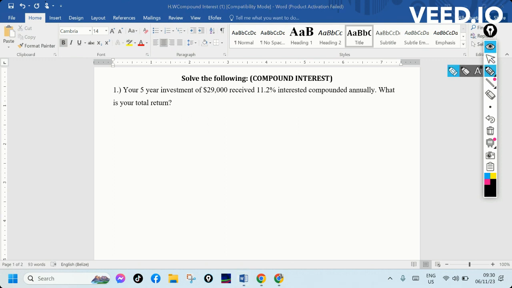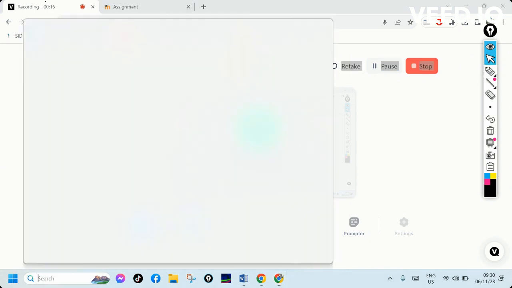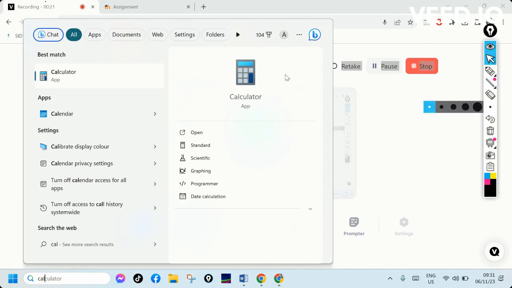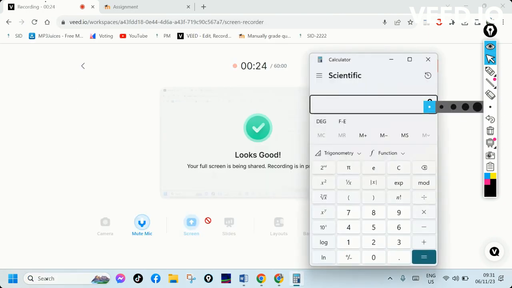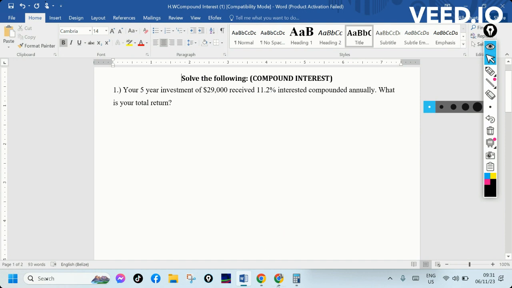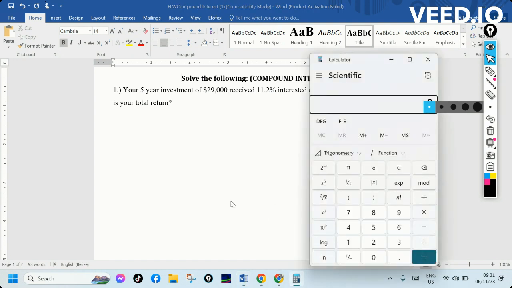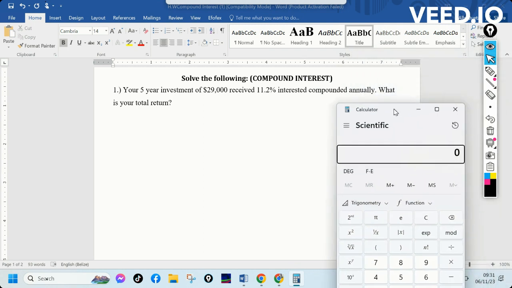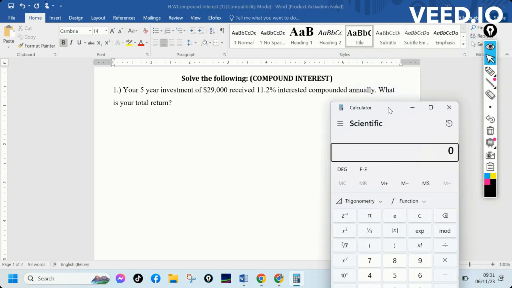Let me just quickly find a calculator so that we can get started. Right, calculator. Let's put it here. Let's open this block again. All right. So in this case, we're trying to find the compound interest for this question here. It's similar to question number one for you guys. I'm gonna be using the same thing so you guys can follow.